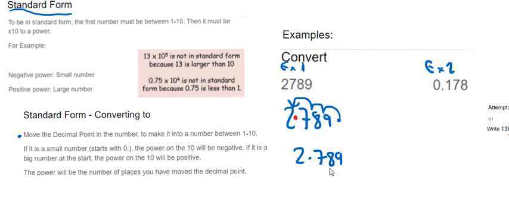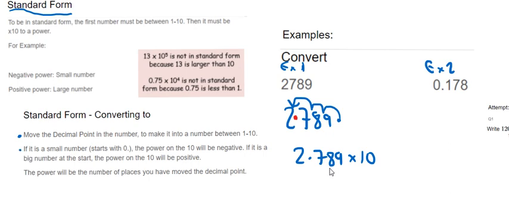So it's a number between 2 and 3, obviously. Because I've moved the decimal point in there, we go to the next step. If it's a small number, starts with 0 point, then the power on the 10 will be negative. If it is a big number at the start, the power on the 10 will be positive. It has to be times 10 to a power anyway. Because this is a big number at the start, 2789, the power on the 10 will be positive.